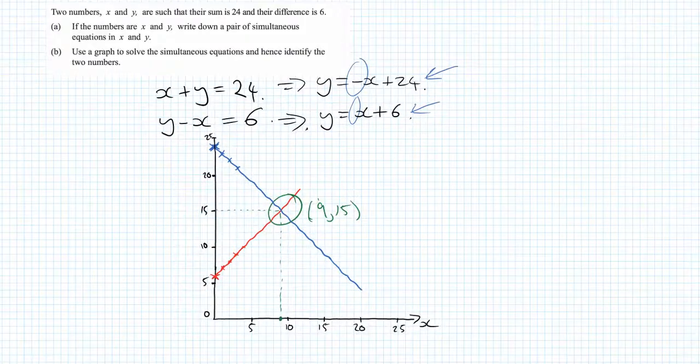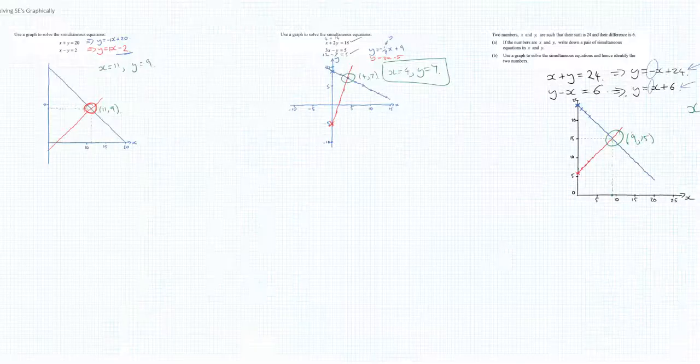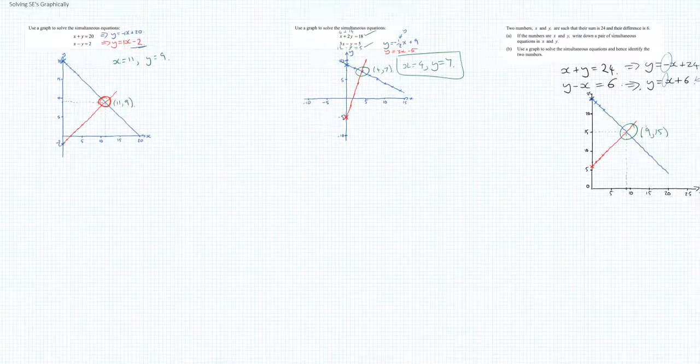So the solution to my equations is x equals 9, y is equal to 15. Their sum is 24. Their difference is 6. This is the correct solution. Okay, I hope that helps you to understand how you can solve simultaneous equations by using graphs.